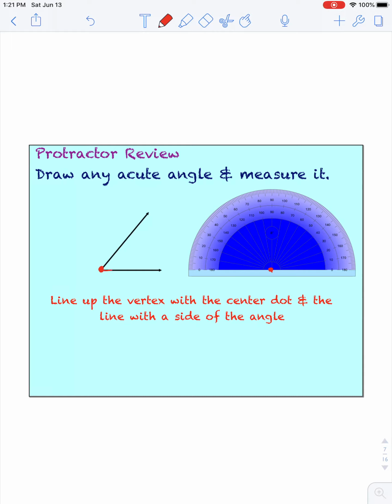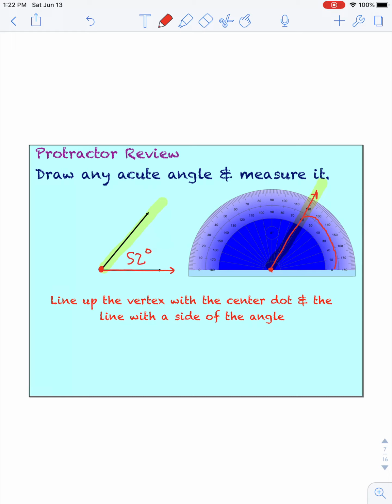And then this is going to be your starting point right here for your degrees. Then you are going to go around and measure to where this ray would intersect it. Normally, I would slide that protractor and show you, but this has to be a PDF in order for you to follow along and use it in Notability. So just imagine sliding that over and seeing where this ray of the angle intersects it. When I measured this in class before, it was actually 52 degrees.